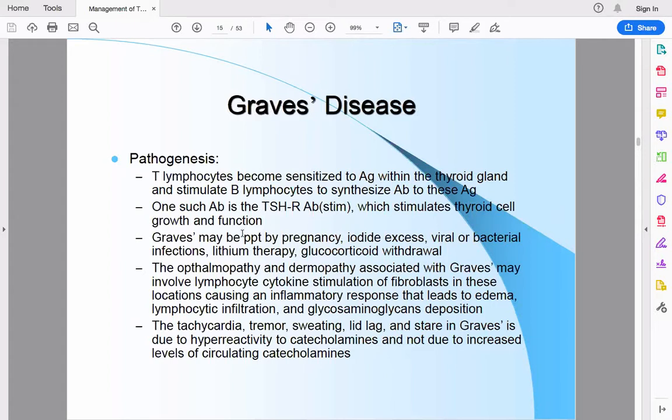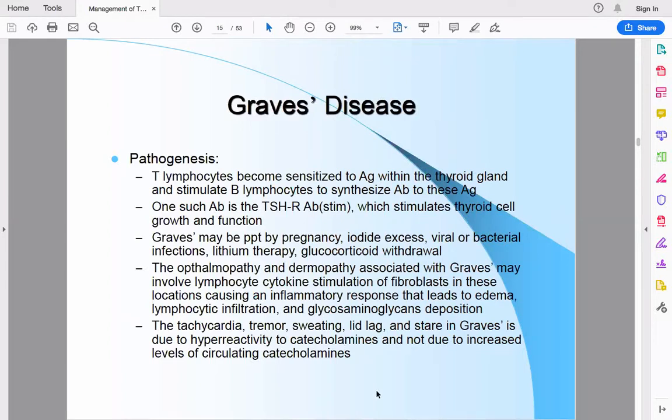Okay. Graves' disease may be precipitated by pregnancy, iodine excess, viral or bacterial infection, lithium therapy for people with bipolar disease, as well as glucocorticoid withdrawal. Okay. Notice that ophthalmopathy is very heavily associated with Graves' disease. It has a very unique pathogenesis, and this is why we are always very careful treating people with Graves' disease with ophthalmopathy.